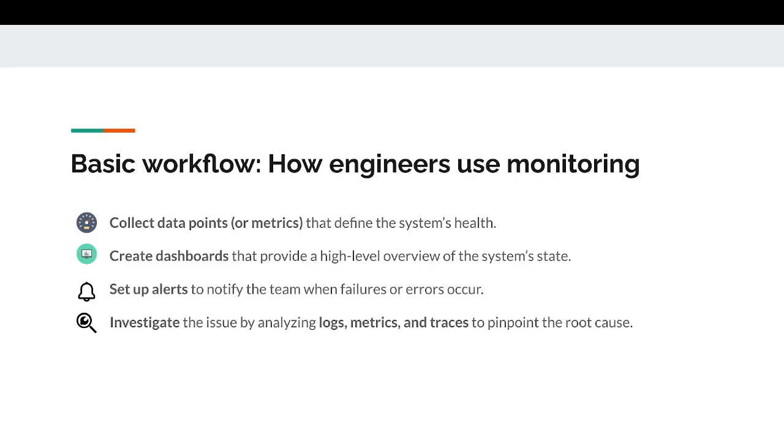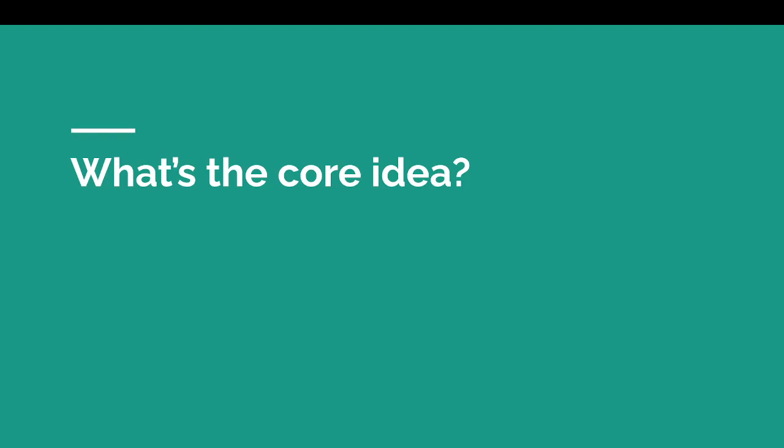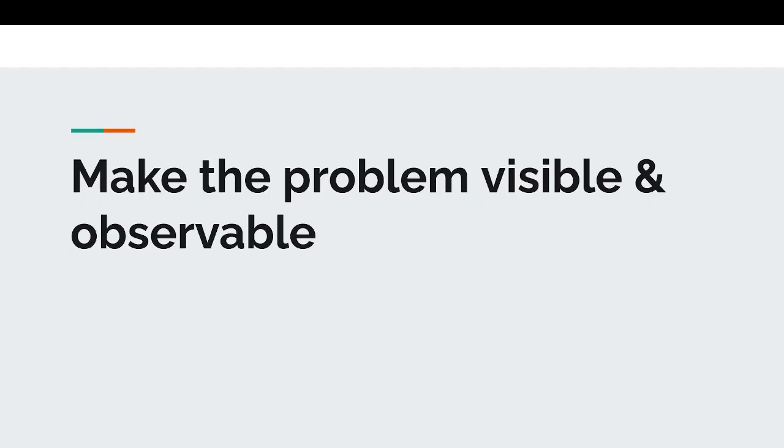Then we investigate the root cause by analyzing logs, metrics, or traces when the problem occurs. Once we know the problem, we try to fix it and ship the solution to the production system. So that's the whole process. So what's the core idea? Make the problem visible and observable. So it's actually building stability step by step.